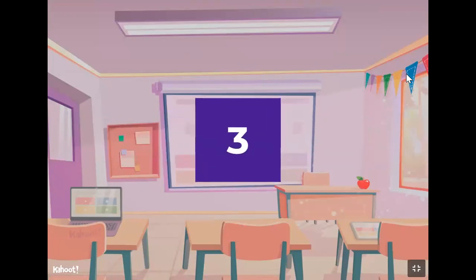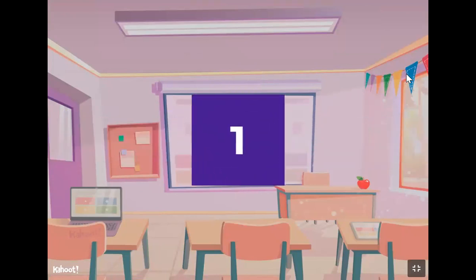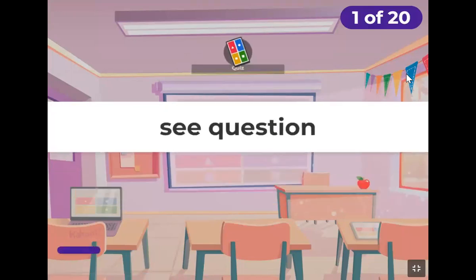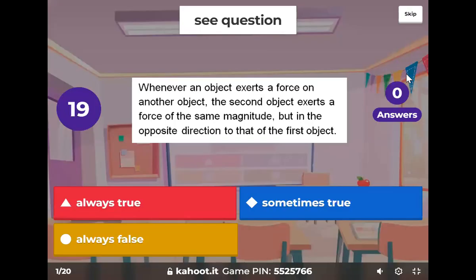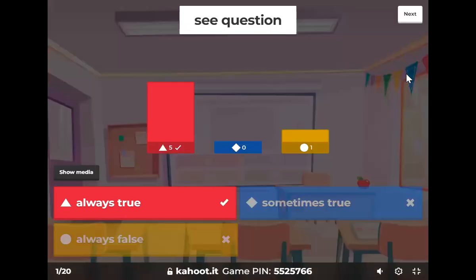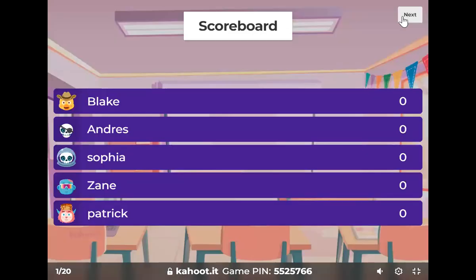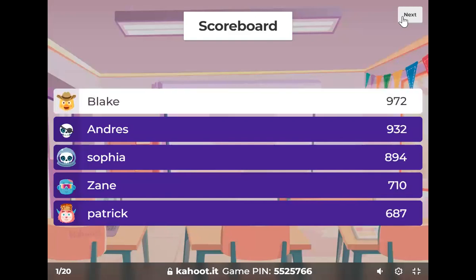This is the equal and opposite forces rule. You have two different objects interacting. Forces are always equal and opposite. First question: whenever an object exerts a force on another object, the second object exerts a force of the same magnitude and opposite direction on the first object. Is that always true, sometimes true? Always true. That is Newton's third law spelled out. Always true.